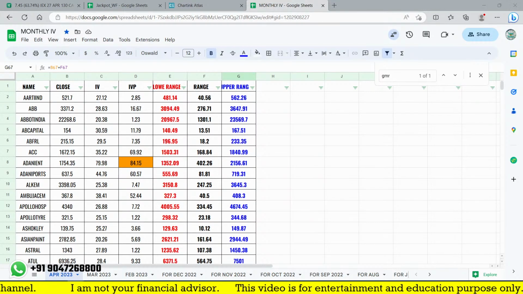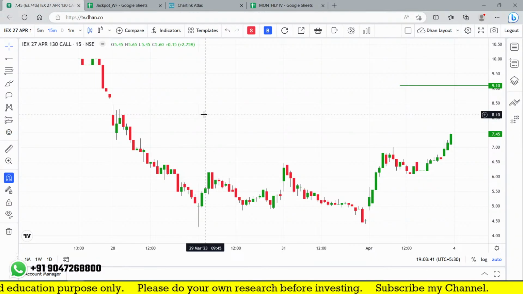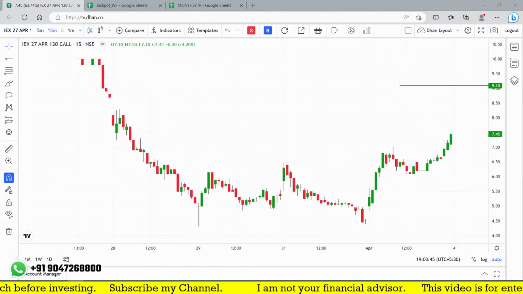BTST trade. We have a lot of BTST, and I also have a paid scanner for BTST. Previously I had a BTST scanner, and that is going to give you some opportunities, right? Better, I will show you the result.